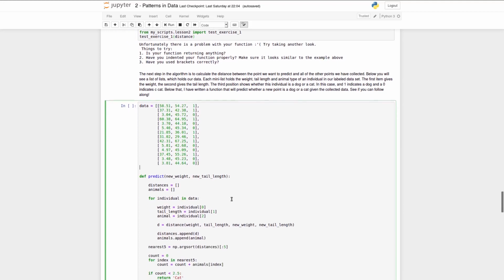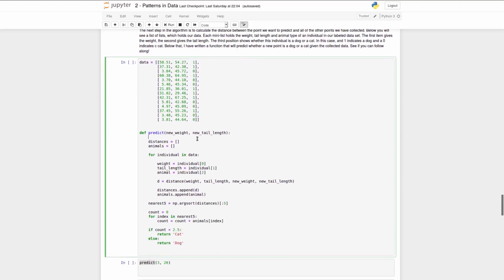And what I've written for you here is a function that wants to predict, given a new weight and a new tail length, whether it's a dog or a cat. I'm just going to explain this to you really quickly, and you can pause the video and go through line by line and see if you can understand it.